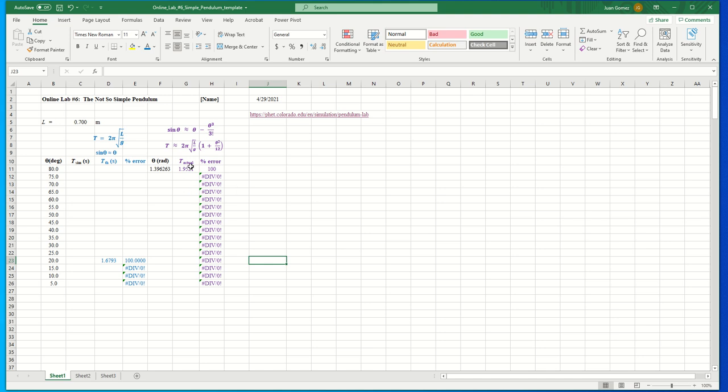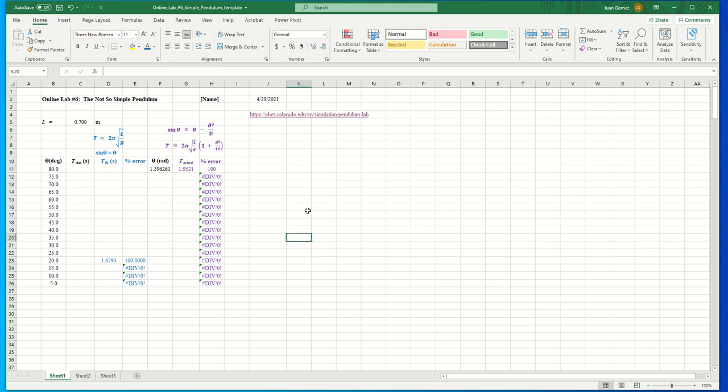And so what we're going to do is convert theta to radians. Then I'm going to calculate the actual period using that formula. Again, I have the simulation values. I'm going to calculate the actual values of T using this formula, and then do the percent error between the two.